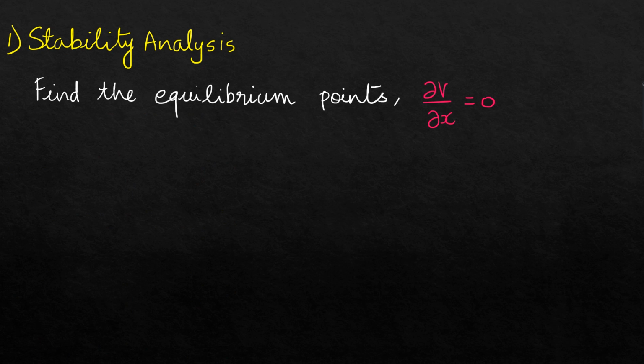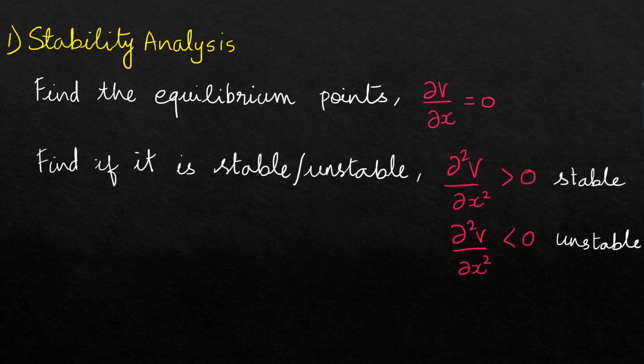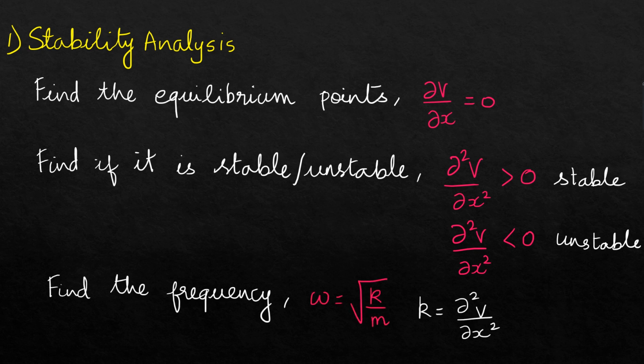So in stability analysis, the first step is that if you have a potential, you have to find the equilibrium points using dV/dx equal to 0. Then you have to find if those equilibrium points are stable or unstable. That is, you take the second derivative and check if it's greater than 0 or less than 0. If it's greater than 0, it's stable. If it's less than 0, it's unstable. Then we find the frequency using omega equal to root k by m, where k is d²V/dx². So it's very easy. Let us see our next topic, which is small oscillation.